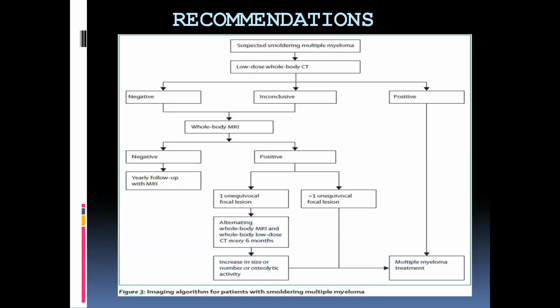Now, if you have a suspected smoldering multiple myeloma, you do a low-dose WBCT. If it's positive, it goes to treatment. If it's negative or inconclusive, that's the difference from the former algorithm we saw, you do a WBMRI. If it's positive, you evaluate focal lesions. If there is more than one lesion, or if there is an increase in size, number, or activity, you treat it as multiple myeloma. If this WBMRI is negative, you do a yearly follow-up with MRI.